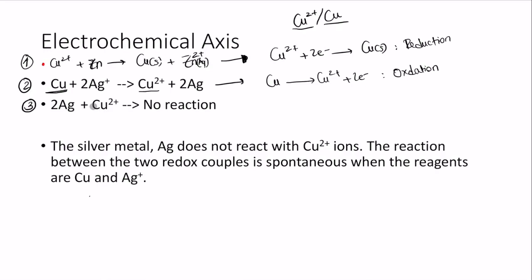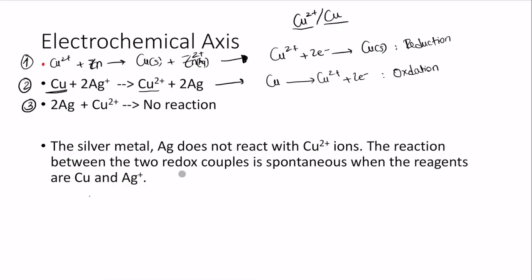Okay, when we added Ag with Cu2+, we have to really analyze why this is going on. When we added Cu with Ag+, we have a reaction. It brings Cu2+ and Ag. In contrast, when we had Cu2+ with Ag, we don't have the reaction. So we will talk about why. The silver metal Ag does not react with Cu2+.